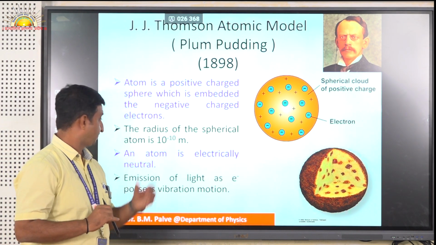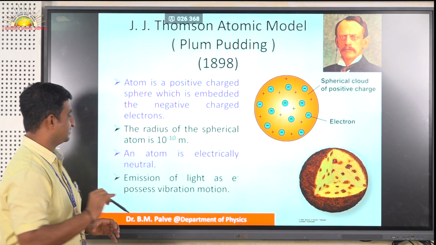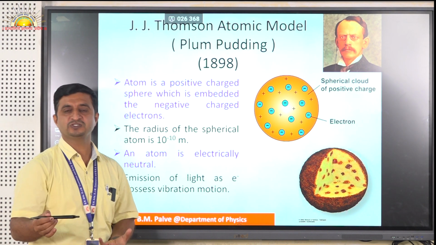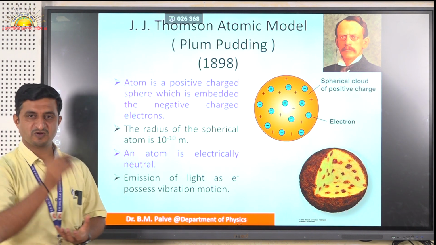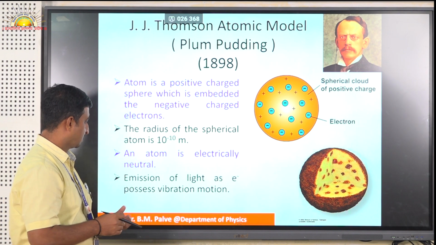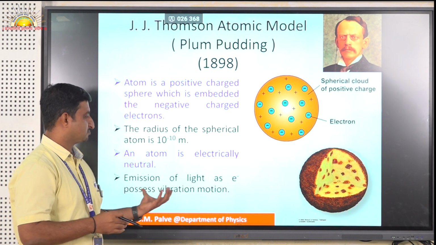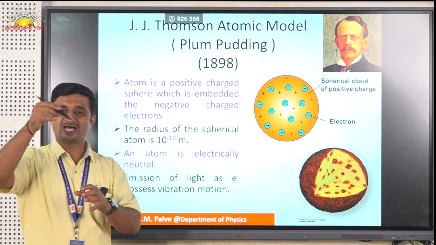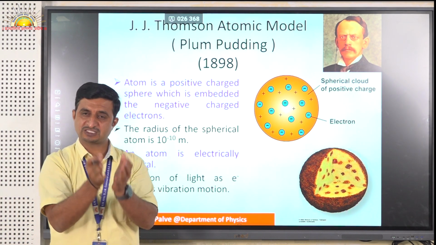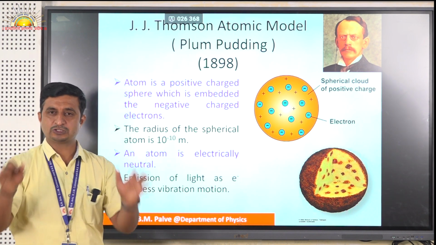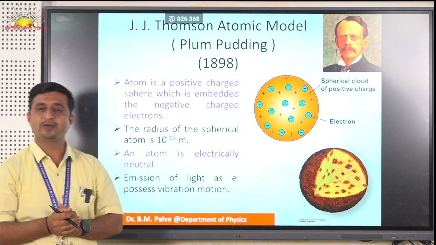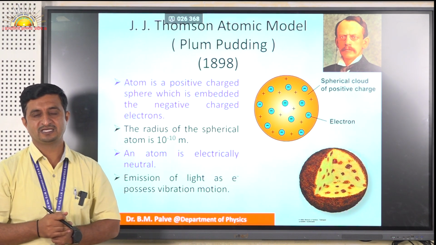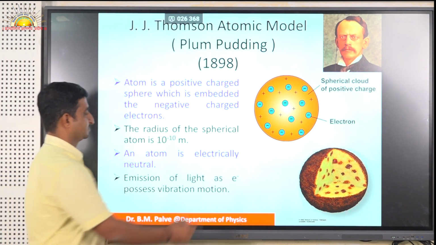The radius of this spherical atom is 10^-10 meter, and this atom is electrically neutral. We know that the number of protons is equal to the number of electrons. Emission of light occurs as an electron possesses vibrational motion. So this means electrons are embedded inside the positively charged sphere. This is the J.J. Thomson atomic model, and we know that J.J. Thomson discovered the electron, and he got the Nobel Prize in 1906.